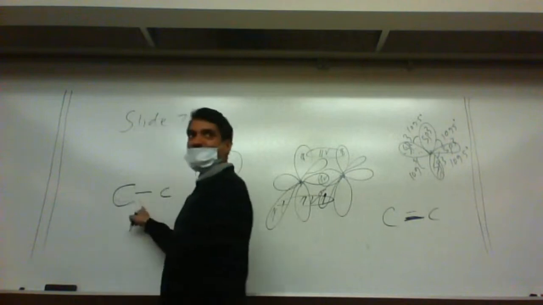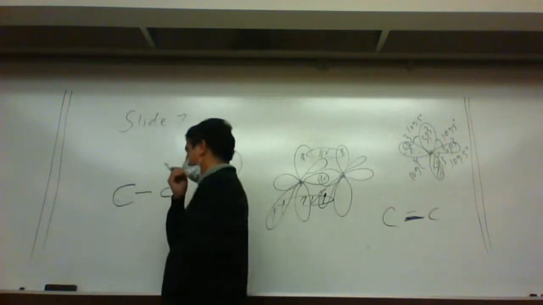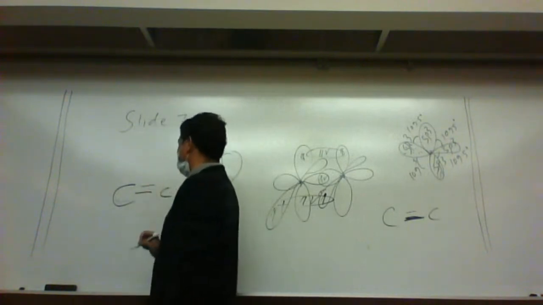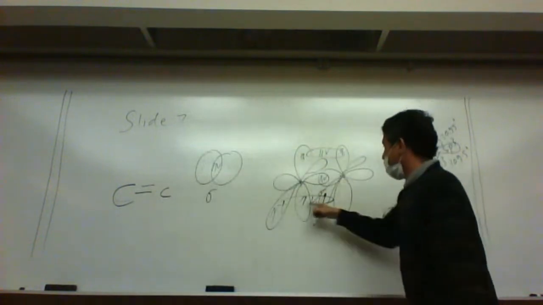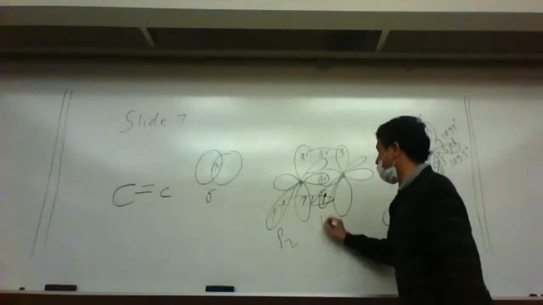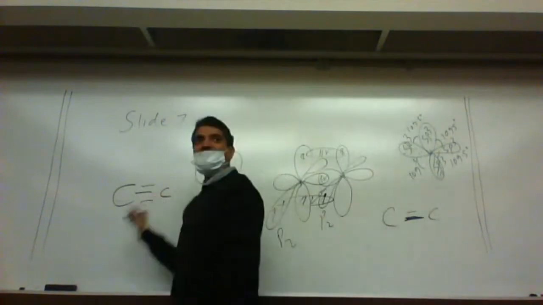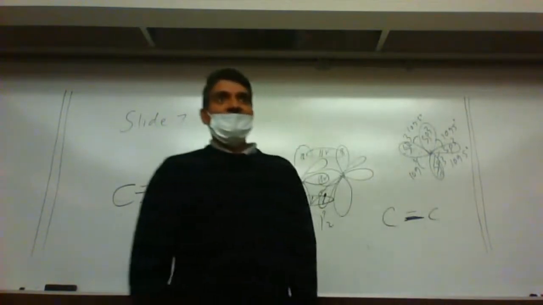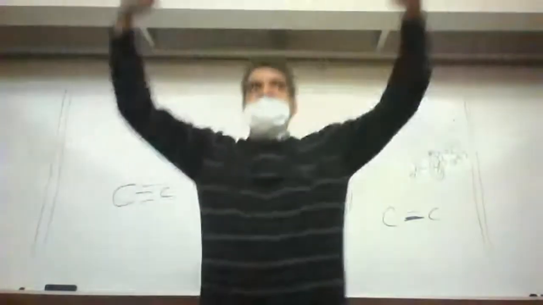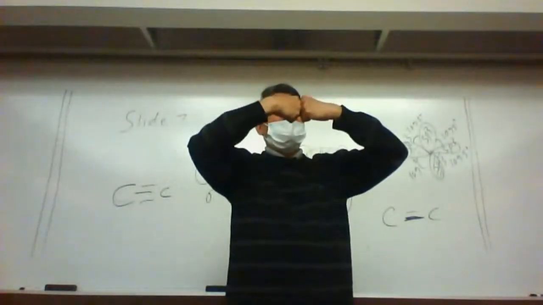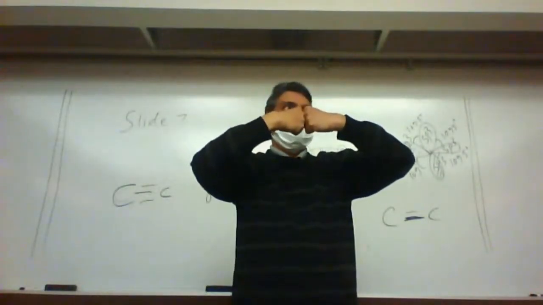So this one is a sigma bond from head-to-head overlap, and this one is coming from the overlap of py and py, and this bond is coming from the overlap of pz and pz. Make sense? Because we have three p orbitals, px, py, and pz, right? So if px and px come like this and form a bond here, that's called a sigma bond.